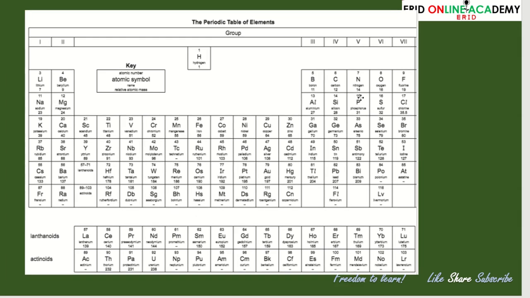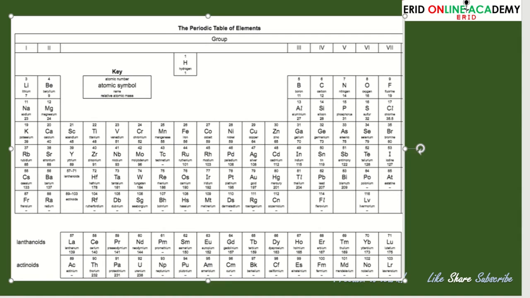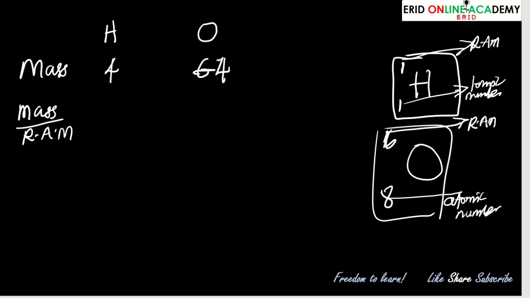This is your periodic table of elements. Here I have oxygen. You can see 8 and 16, and of course we have hydrogen here. We have 1 for the atomic number. So the atomic number for hydrogen is 1, and its relative atomic mass is 1, and that of oxygen, atomic number is 8, and the relative atomic mass is 16. So let's go back to solve the problem.